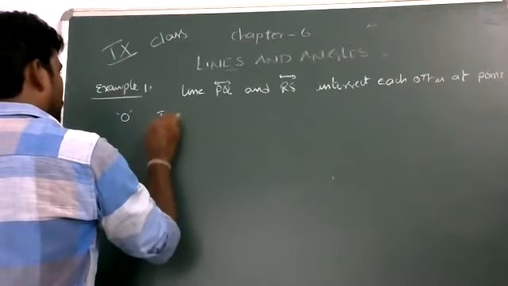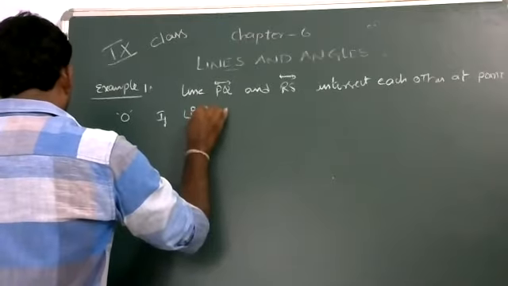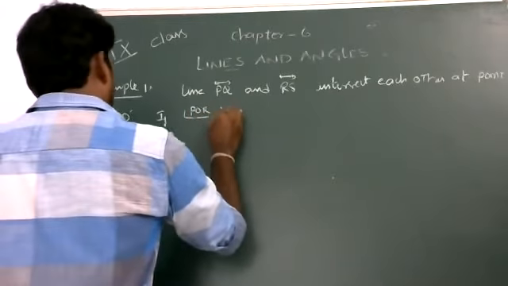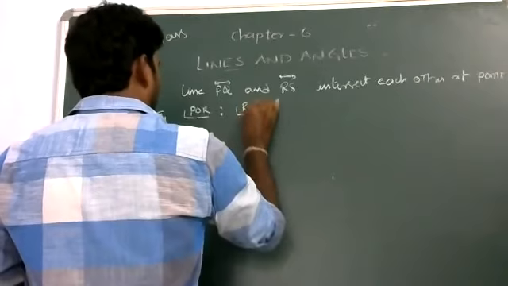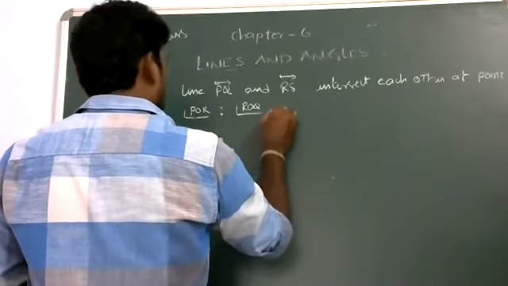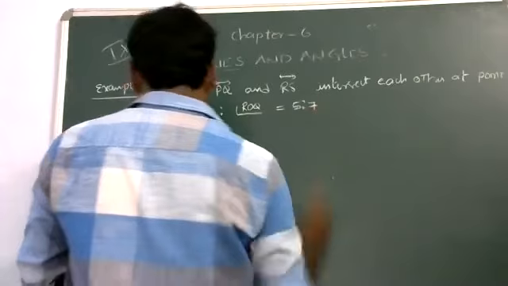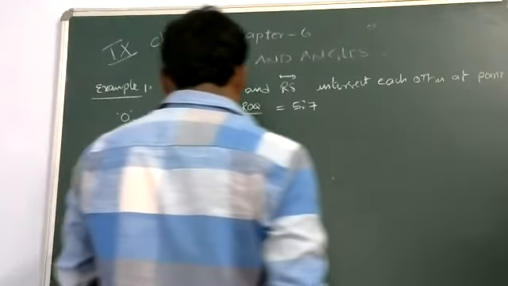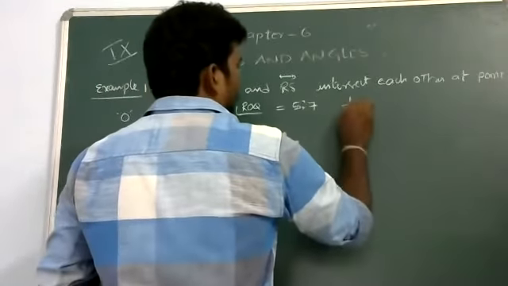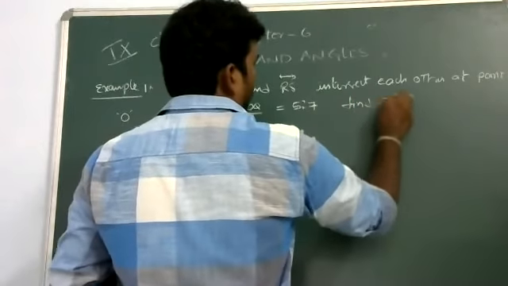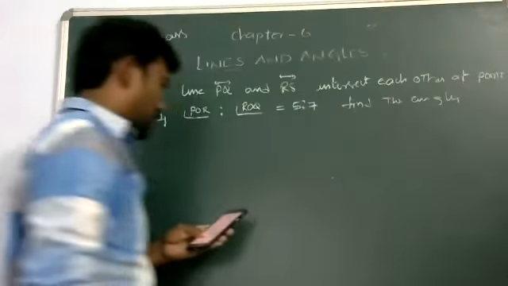If angle POR to angle ROQ is equal to 5:7, find the angles. Find the angles. Here you can see, students.